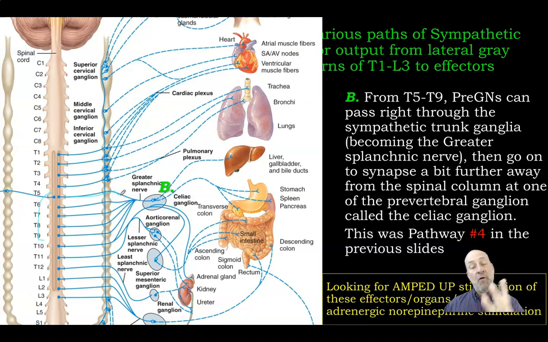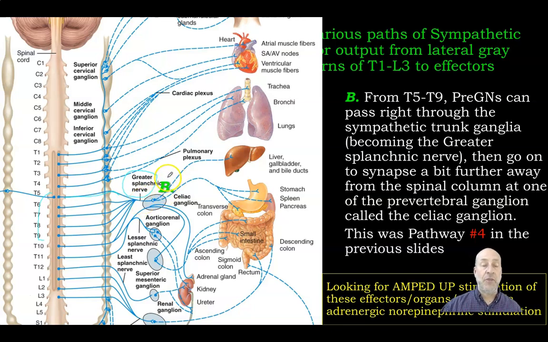It's path number 4. Go back a few slides, look at path number 4. You have become a splanchnic nerve. If you're in T5 to T9 and you're coming out of T5 to T9, that part of the thoracolumbar outflow, you are the greater splanchnic nerve. See how they all coalesce here to become the greater splanchnic nerve.